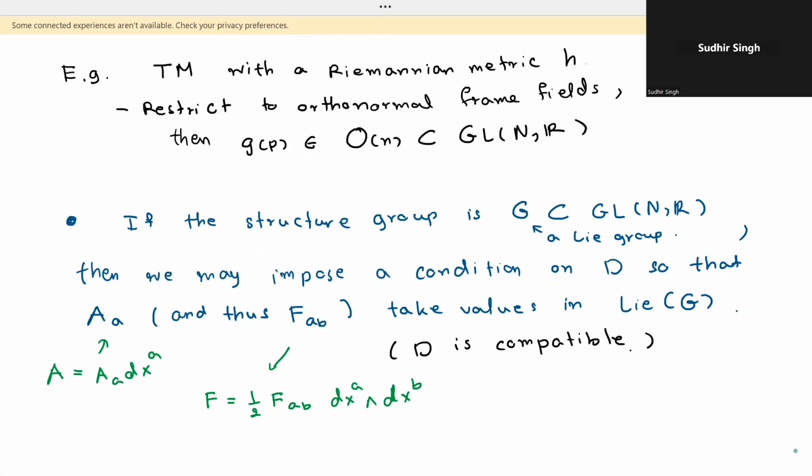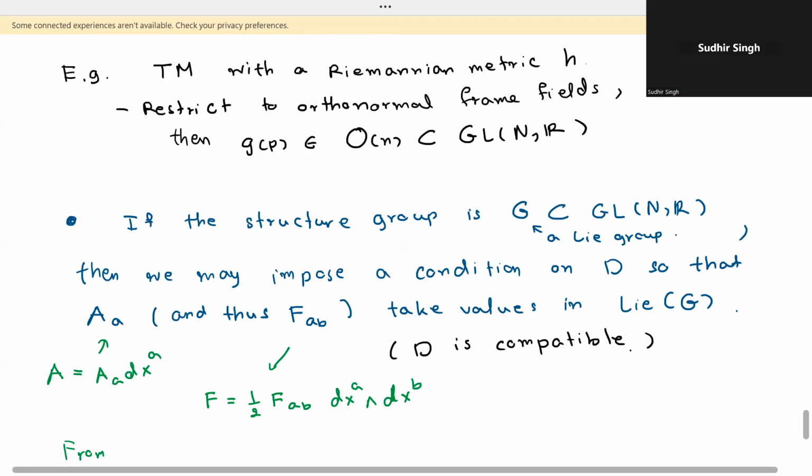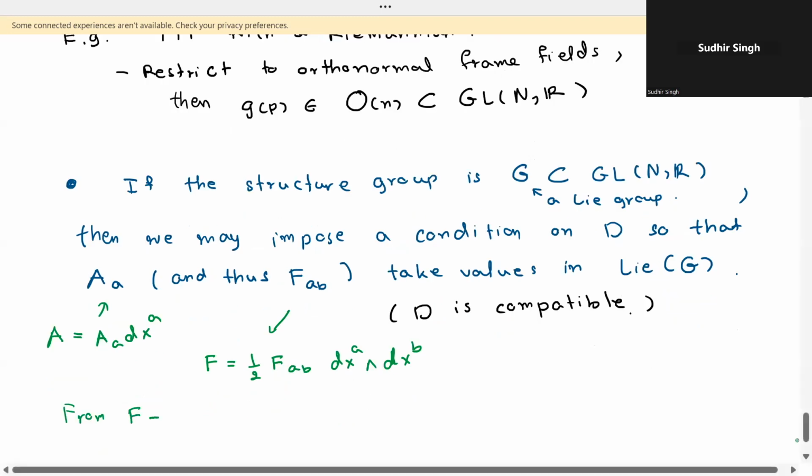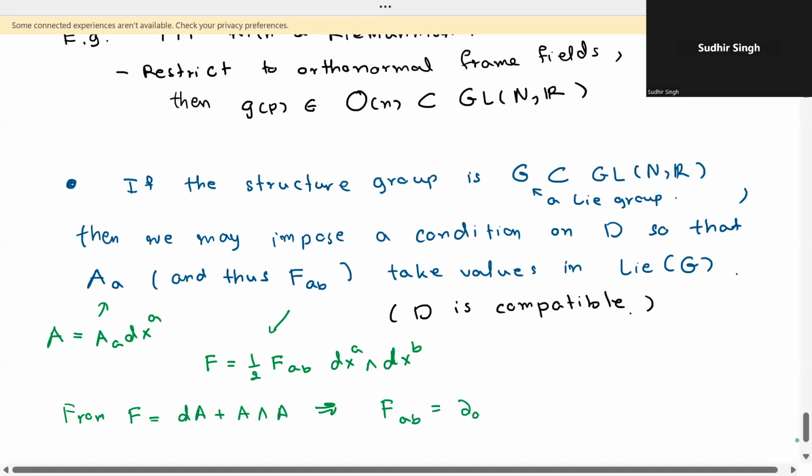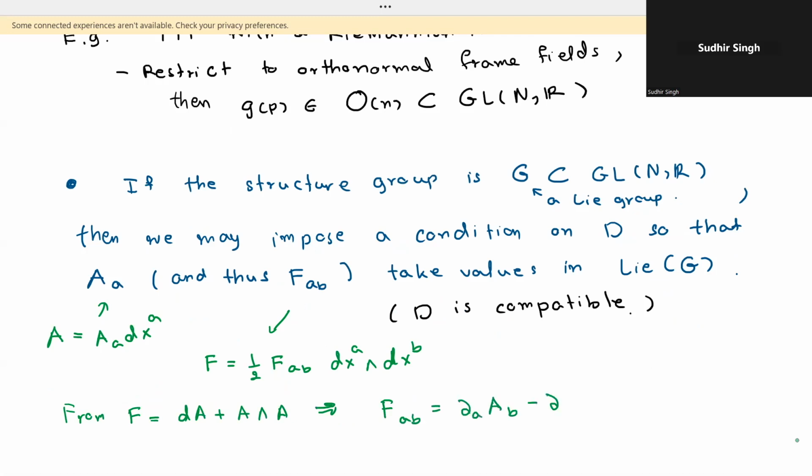And in fact, we can work it out from the relation between F and A: since F is dA plus A wedge A, it will follow that F_ab is given like this. When we write down explicitly what the anti-pseudo-Yang-Mills equation is, we will have to use this expression as well. Okay, and this is about 1 hour, and I end the section.